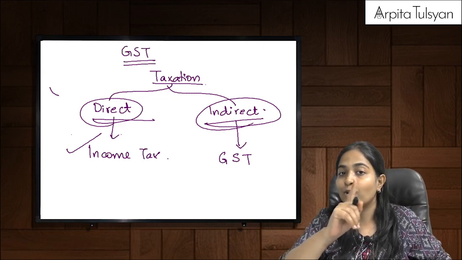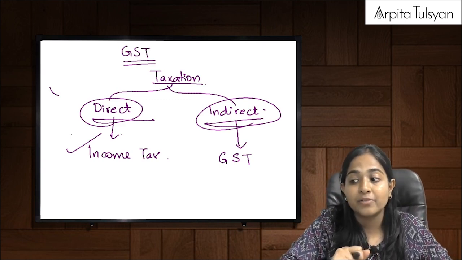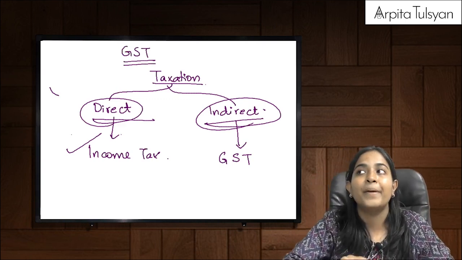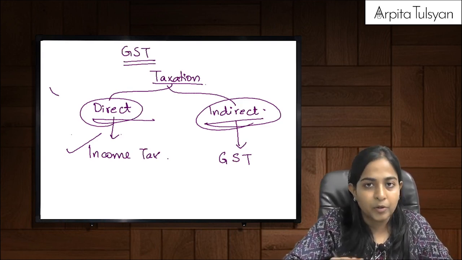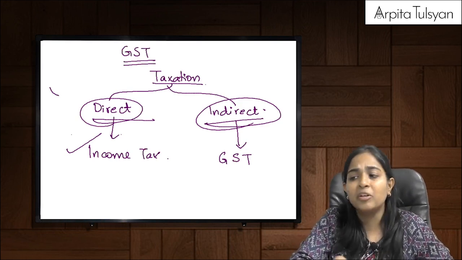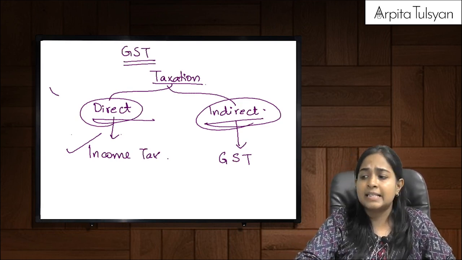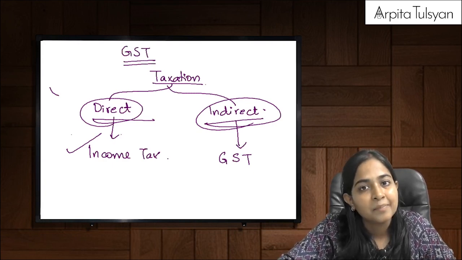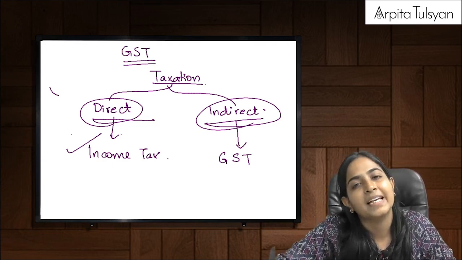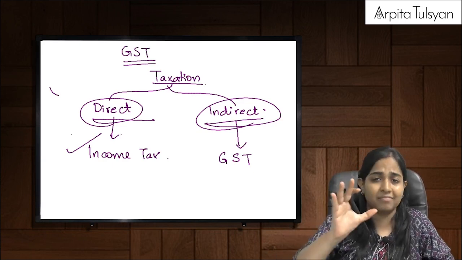But that is not the case with indirect taxes. Indirect taxes are not paid on what you are earning. Let's say we are a normal consumer. We go and purchase, let's say, a mobile phone. Is it our income? No, it is not an income. We are purchasing an asset, or a thing, for us.